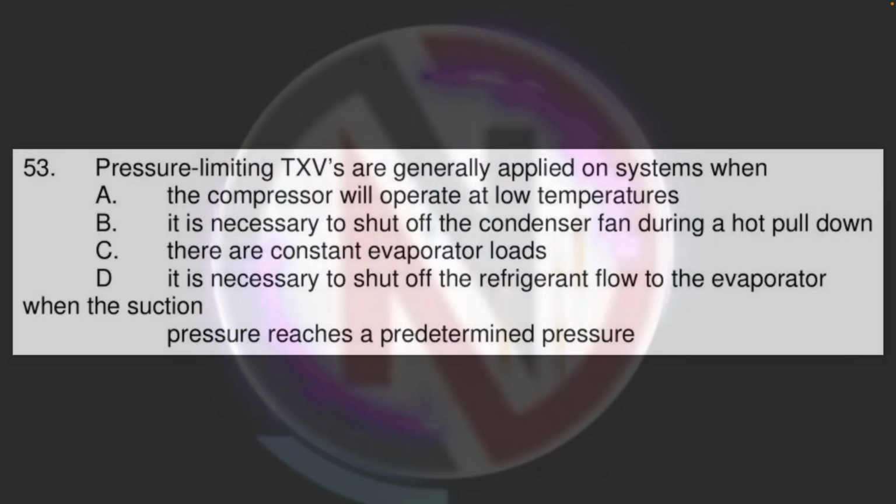53. Pressure limiting TXVs are generally applied on systems when: A. the compressor will operate at low temperatures, B. it is necessary to shut off the condenser fan during a hot pull-down, C. there are constant evaporator loads, D. it is necessary to shut off the refrigerant flow to the evaporator when the suction pressure reaches a predetermined pressure.